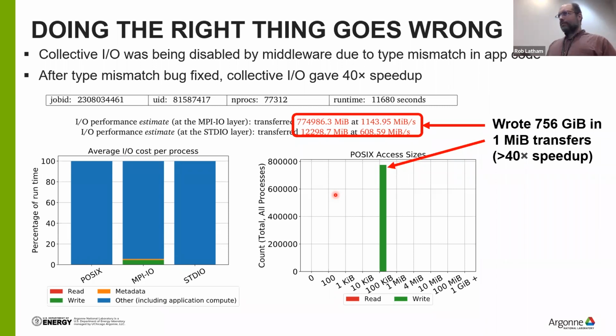But when we fix that mismatch, now IO time is a fraction of what it was before. 5%. The data conversions we expect are happening now, and megabyte transfers instead of kilobyte transfers, and 40 times faster code.